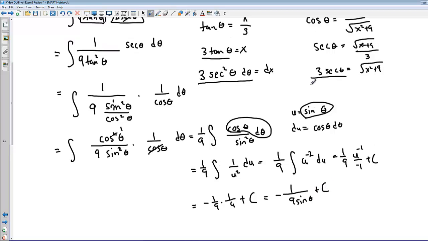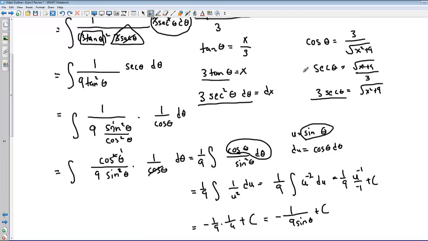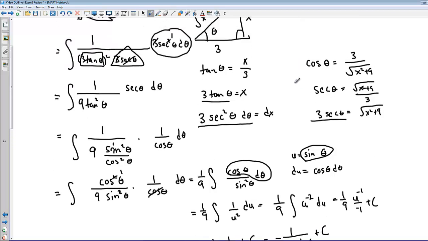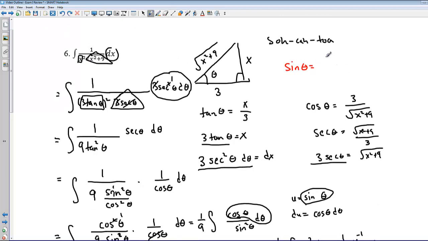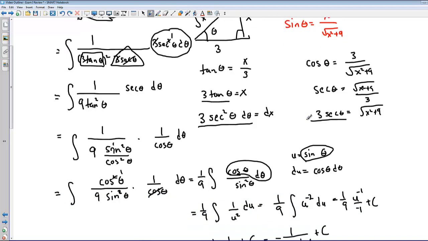And then sine of theta is something else altogether. So if you come back up here to your right triangle, we can write down what sine of theta is. So let me write it down in red. So right here, we can use our right triangle, and I can write down the sine of theta. It's the opposite side over the hypotenuse. So it's x divided by the square root of x squared plus 9. And so I'm going to come down here, and I'm going to plug that in for sine of theta.